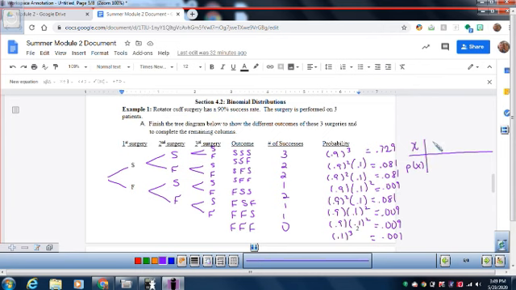So from that, I can actually make a probability distribution. My possible outcomes are 0 successes, 1 success, 2 successes, 3 successes. The probability of 0 successes is 0.001. 1 success happens 3 times, so 0.009 plus 0.009 plus 0.009, which is 0.027. 2 successes, that's the 0.081, and that happens 3 different ways. So that would be 0.243. And then 0.729.